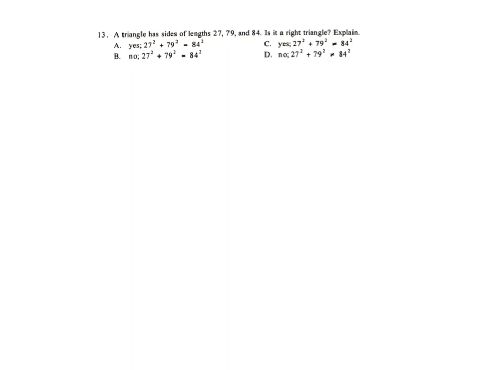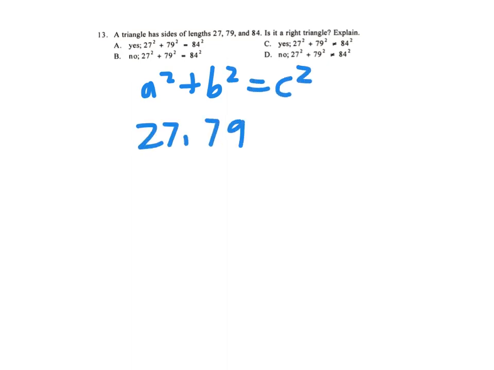The last one says a triangle has sides of length 27, 79, and 84. Is it a right triangle? Well, we know it's a right triangle if a squared plus b squared equals c squared. And we have three numbers, 27, 79, and 84. We need to label them A, B, and C. C has to be your biggest side. If C is listed first, the biggest number, that's C. If the biggest number is in the middle, that's C. That's awesome. In our case, it's the third one.